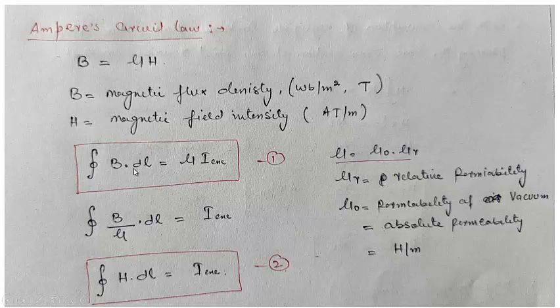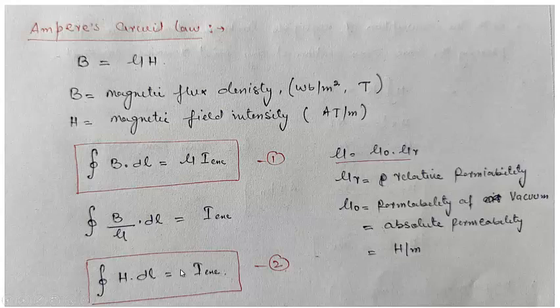So from the basic studies, you might have studied that this closed line integral of B dot dl will be equal to mu into I encircled, where I encircled is the current that is encircled by this closed surface. So dividing this whole equation by mu, we'll get the closed integral of B divided by mu dot dl is equal to I encircled. So B divided by mu from this equation will be equal to H dot dl.